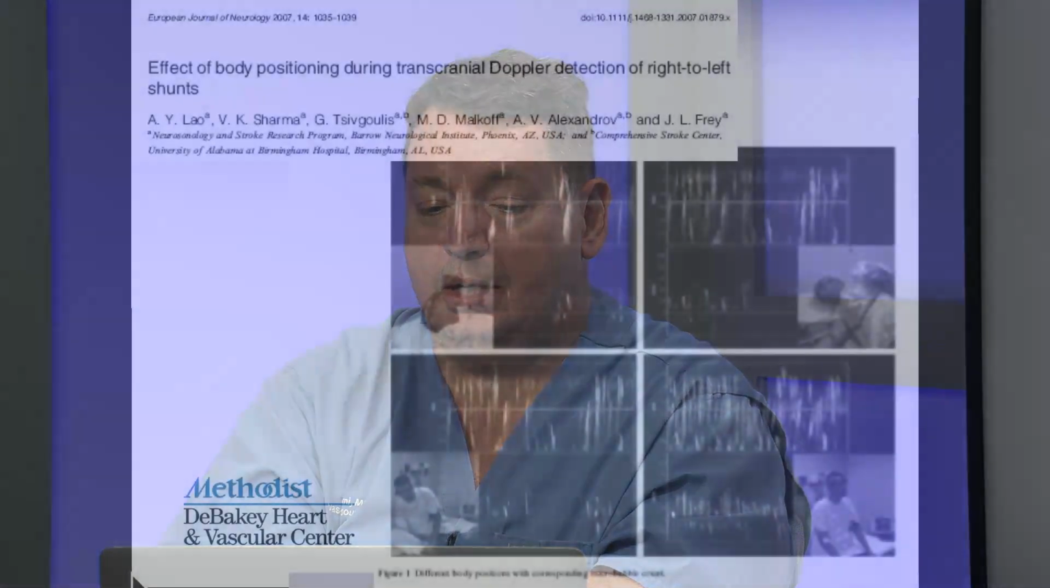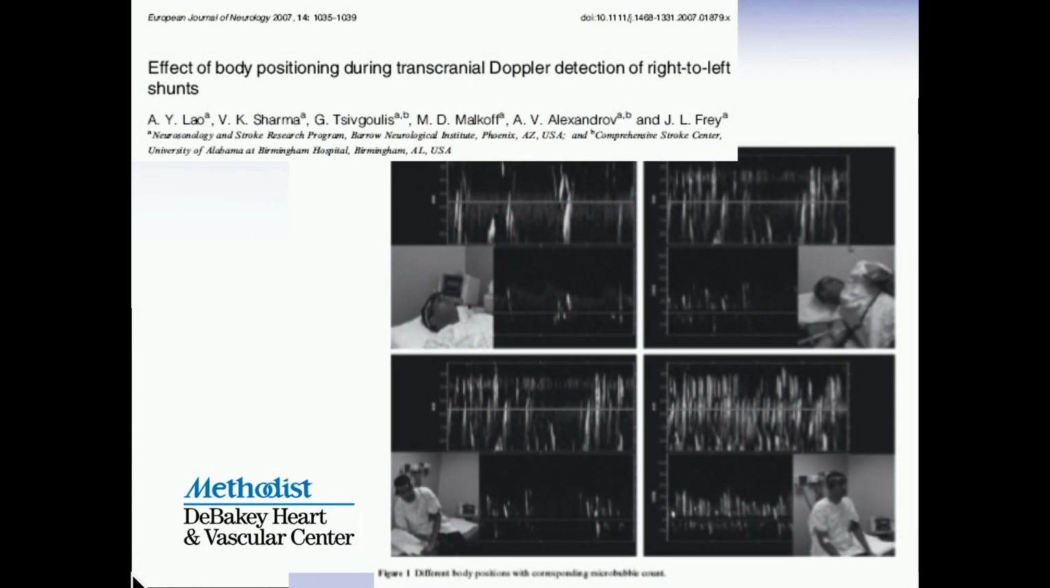So here's my next favorite slide. This is actually 2 fellows working with Dr. Alexandrov, and they were testing on each other with a different body position to see how many bubbles you see. So it's about a 2-3 minute difference between these 4 body positions. You see that while you're laying down, you don't have too many bubbles. While you're laying down on the right side, a little bit more. Bending over to the right.